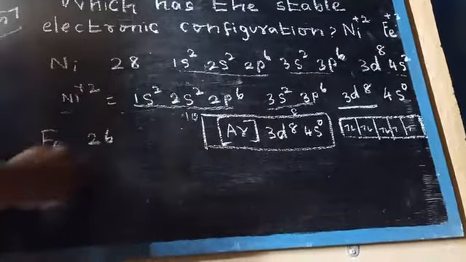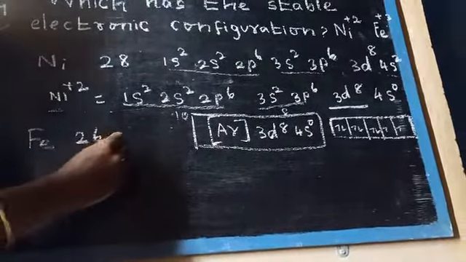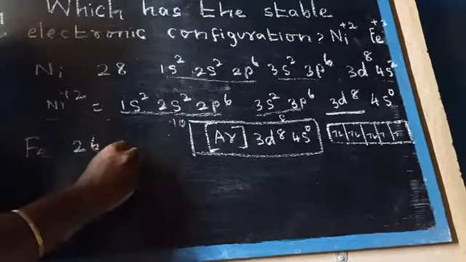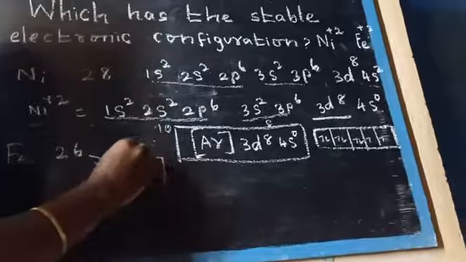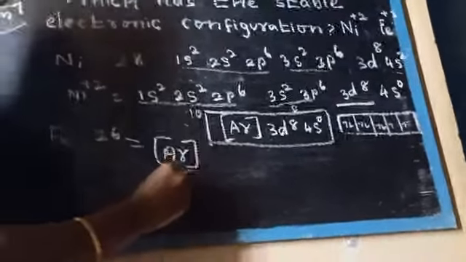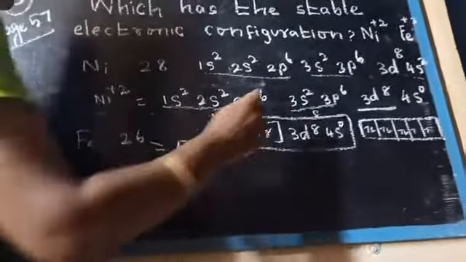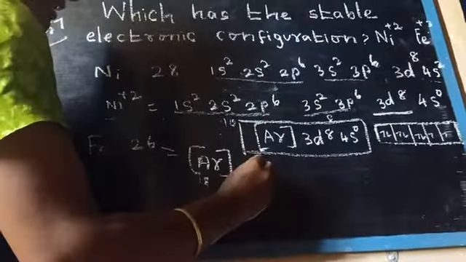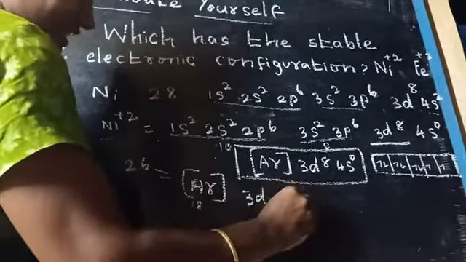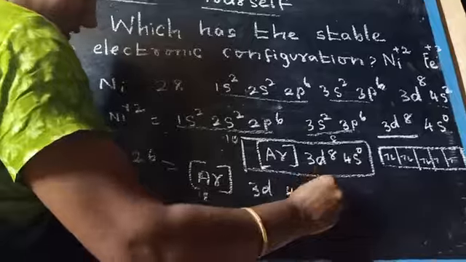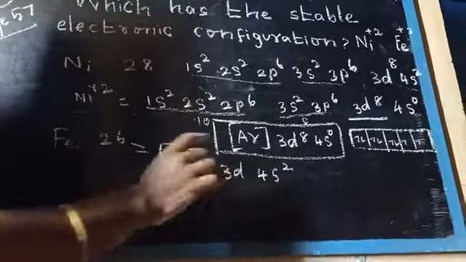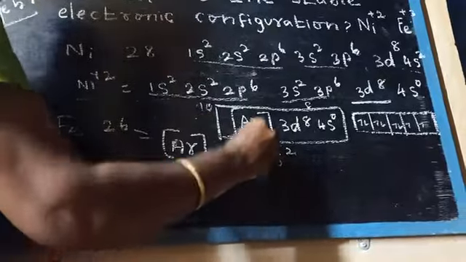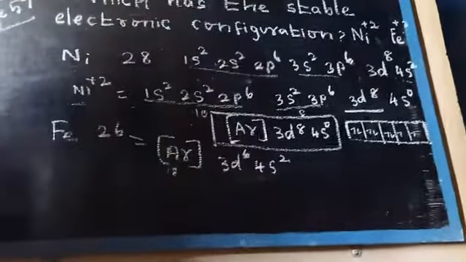Based on this, I am writing the ion. Write the electronic configuration as argon. Argon has atomic number 18, so that part is completed. Remaining are 3d as well as 4s. Here 2 electrons first fill the 4s. So 18 plus 2 is 20. Remaining 6, so 3d6. Are you clear, children?